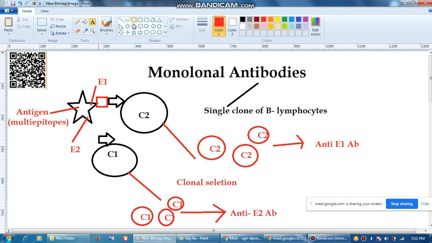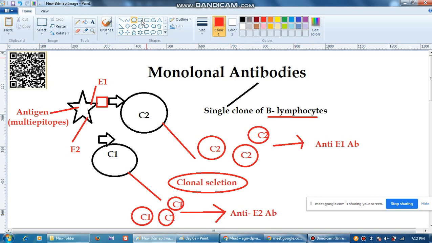They will interact with two different kinds of B lymphocytes, two different clones, clone 1 and clone 2. Clone 2 is effective against epitope 1, and on the contrary, clone 1 is effective against epitope 2. After the binding of the antigen and the receptor, clonal selection will take place, and eventually propagation of each clone. Each B lymphocyte clone will produce antibodies. This C2 clone will only produce anti-E1 antibody, while the C1 clones will produce anti-E2 antibodies.